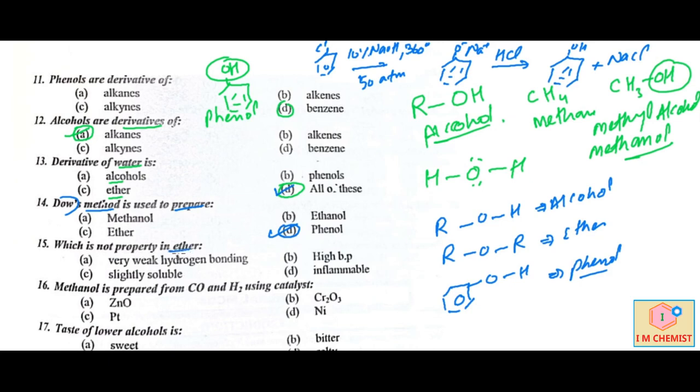Next, which is not a property of ethers? Ethers are inflammable, so option number D is correct. Next, MCQ number 16.